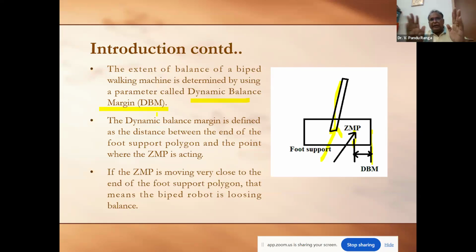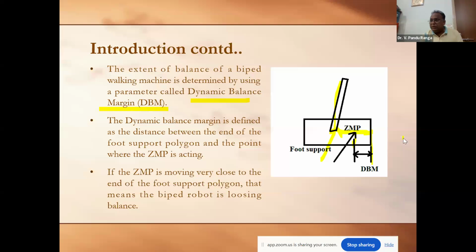The body is moving in the forward direction, and the ZMP is also supposed to move in the direction of motion. When it is moving slowly, only up to a certain extent should this motion be allowed. If it crosses beyond the foot support polygon, what is going to happen? The ZMP is leaving the foot support polygon. As a result, the biped robot or the human being is going to lose balance and topple. So then what do we do?